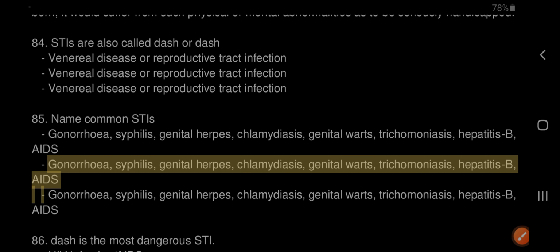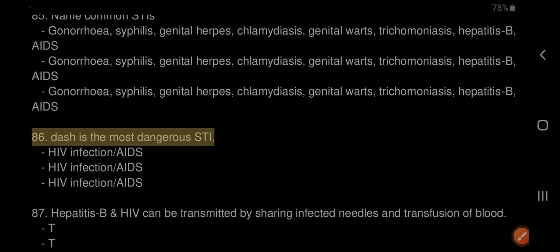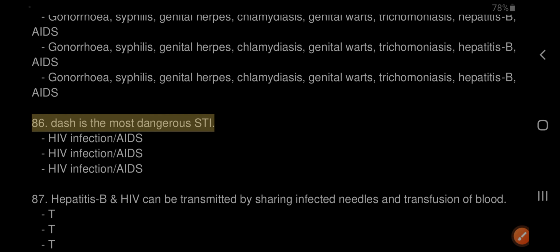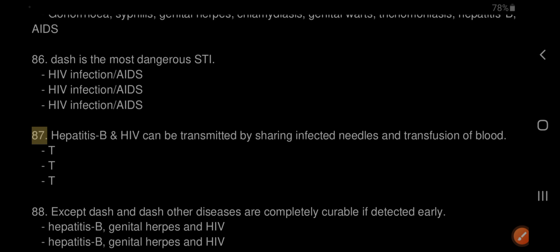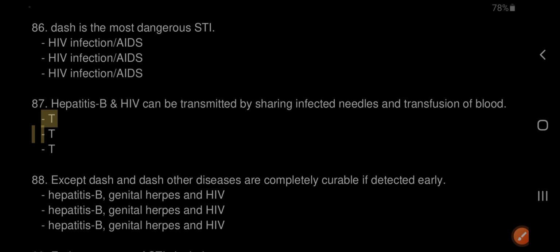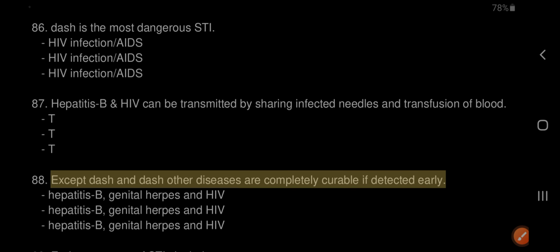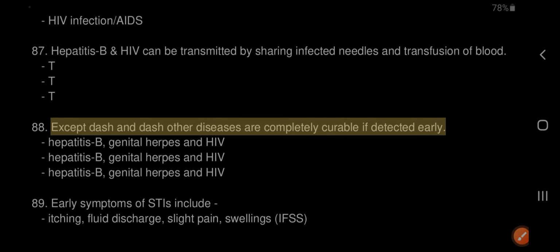86. Dash is the most dangerous STI. HIV infection, AIDS. 87. Hepatitis B and HIV can be transmitted by sharing infected needles and transfusion of blood. True. 88. Except dash and dash, other diseases are completely curable if detected early. Hepatitis B, genital herpes and HIV.